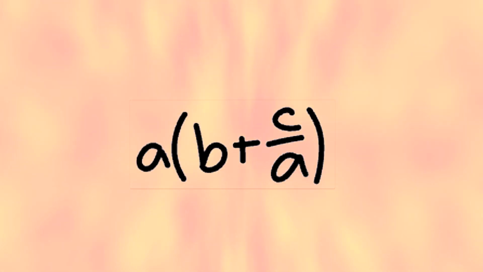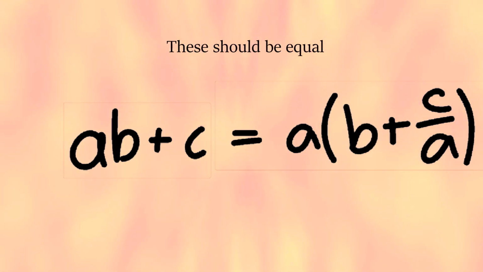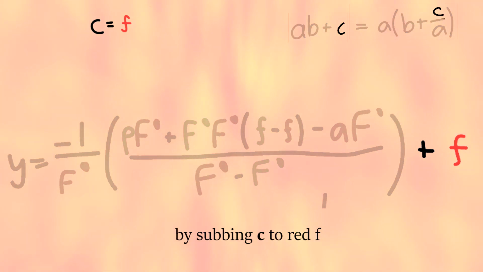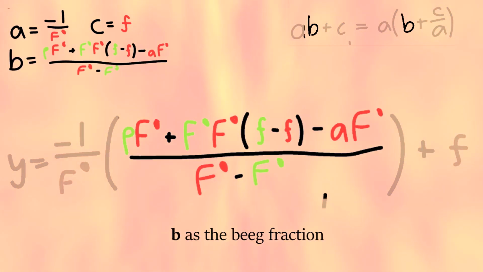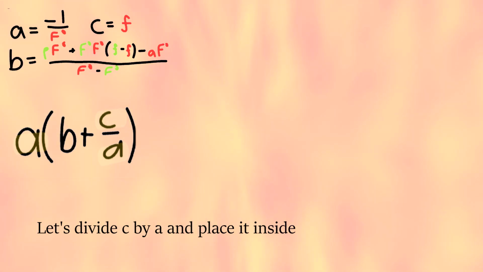And if you want to include c in the inner guy, we divide c by a and place it inside. So check this one out. a times (b plus c over a) equals a times b plus c. These should be equal. Now, let's apply this identity by subbing c as f of apple, a as the slope factor, and b as the big fraction. With that, let's divide c by a and place it inside.